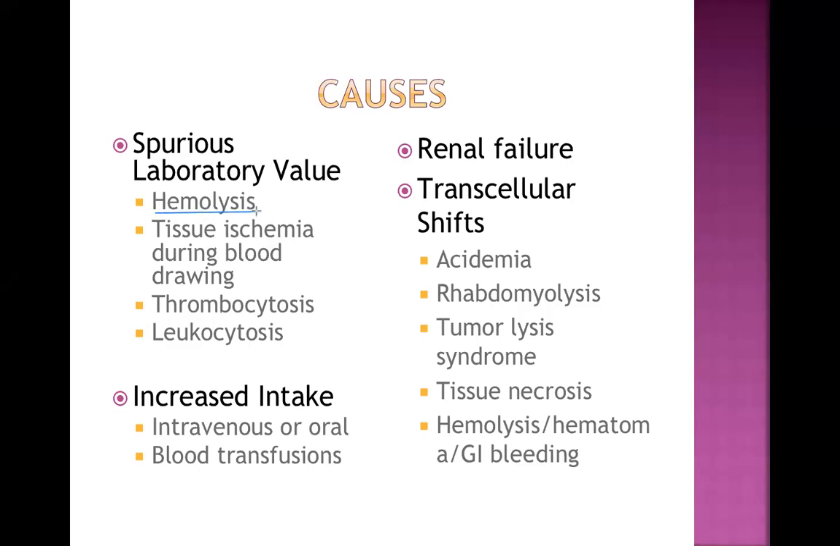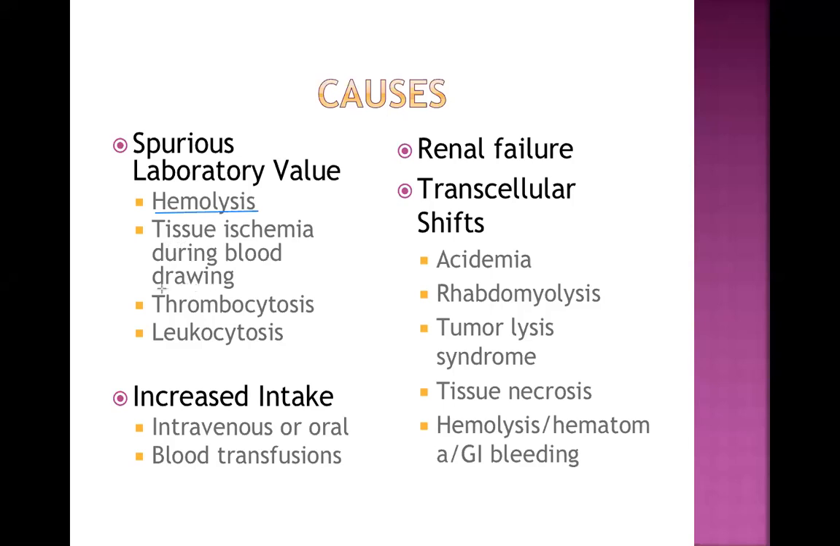Hemolysis. When you take the blood from the IV cannula, sometimes while taking the sample of the blood, those RBC would be destroyed or broken. Then whatever potassium is present inside those RBC would leak outside, and it falsely shows high potassium. But in the patient, there was no high potassium level in the blood. That's why we call it spurious lab value.